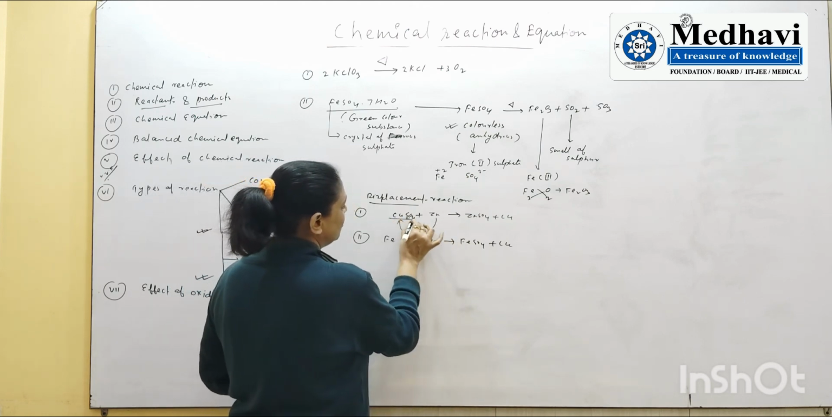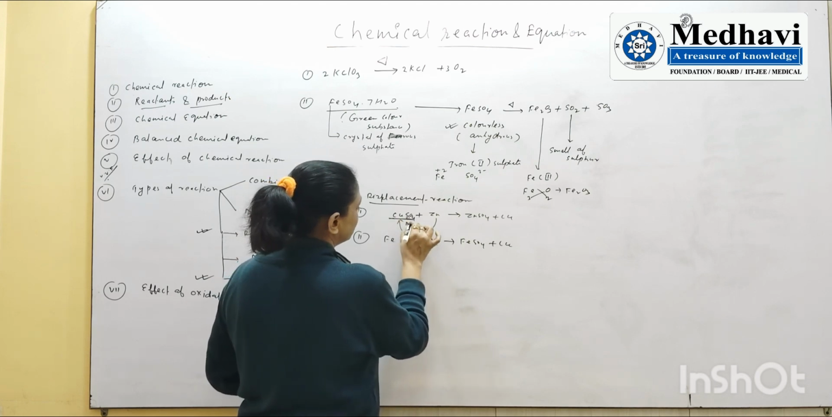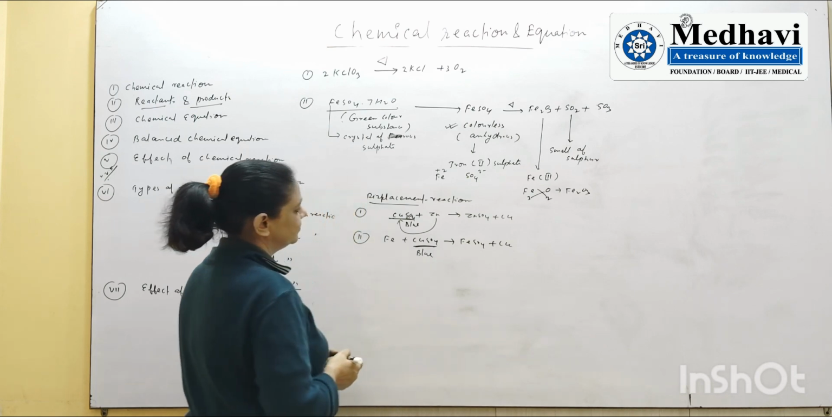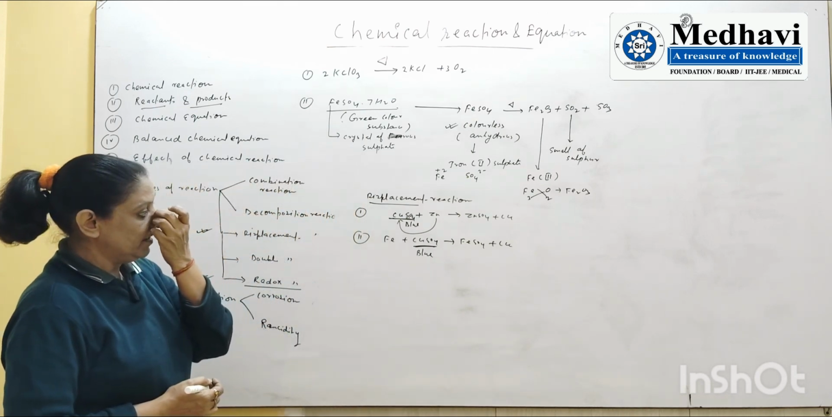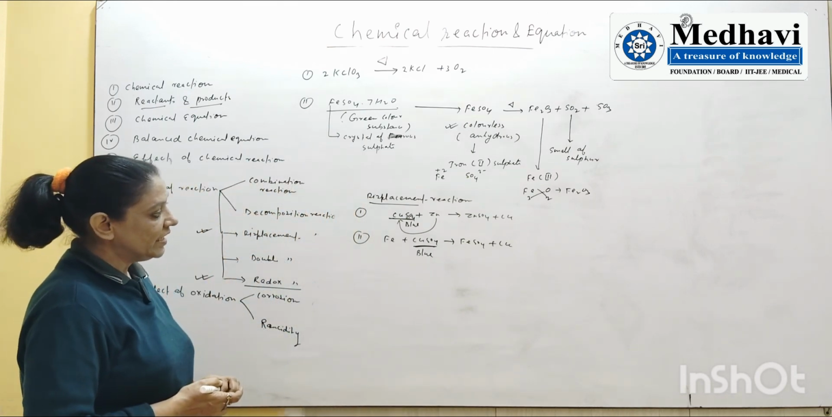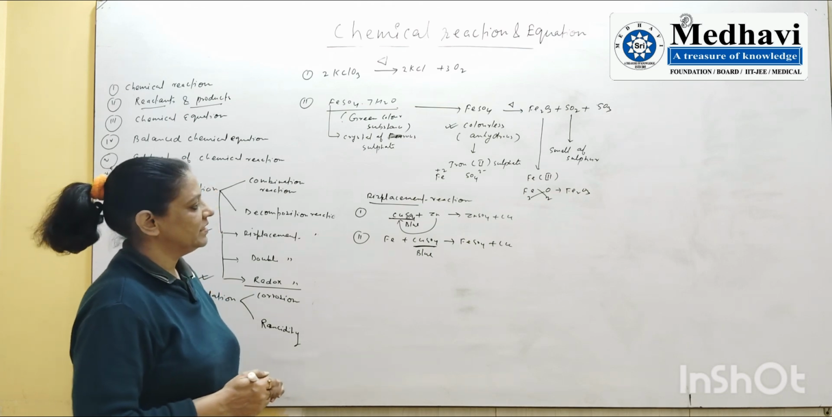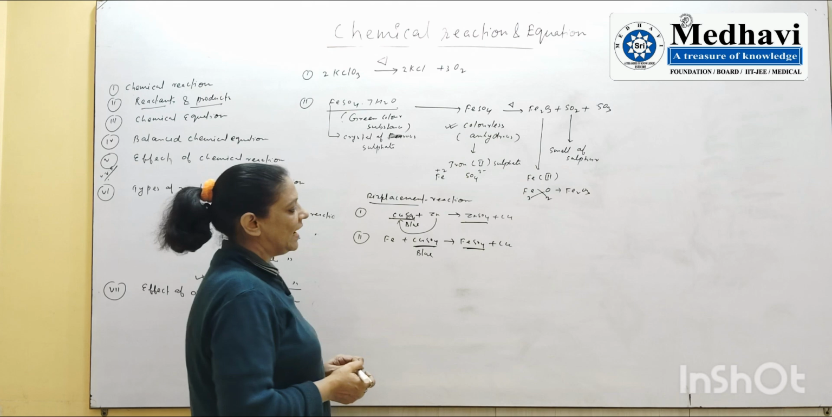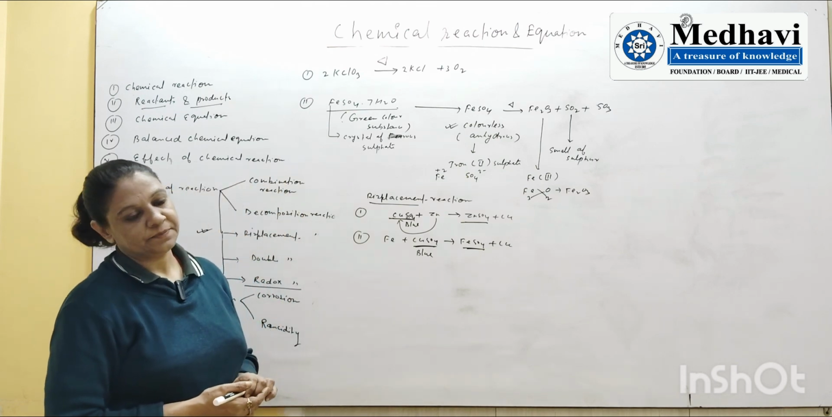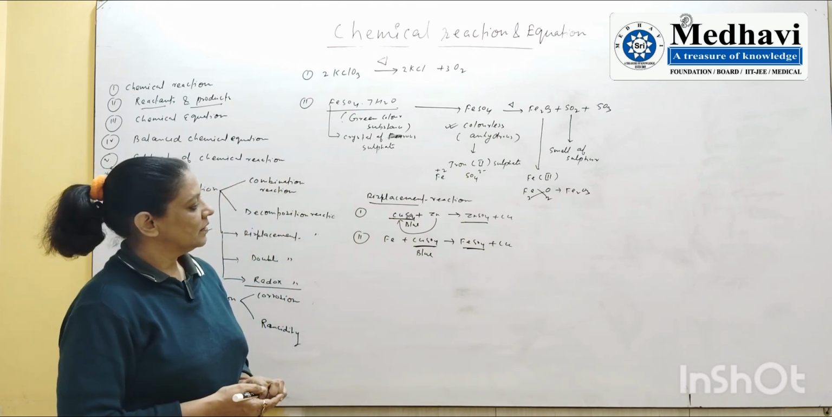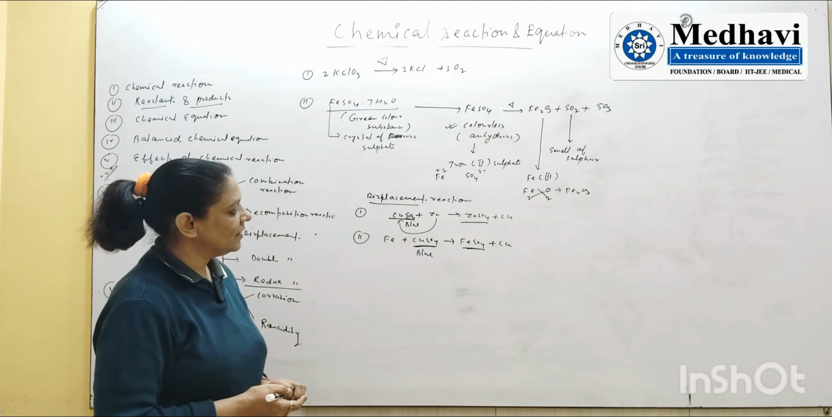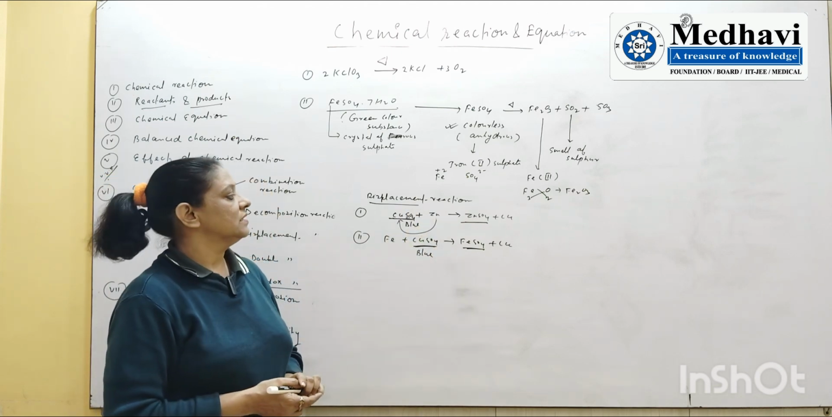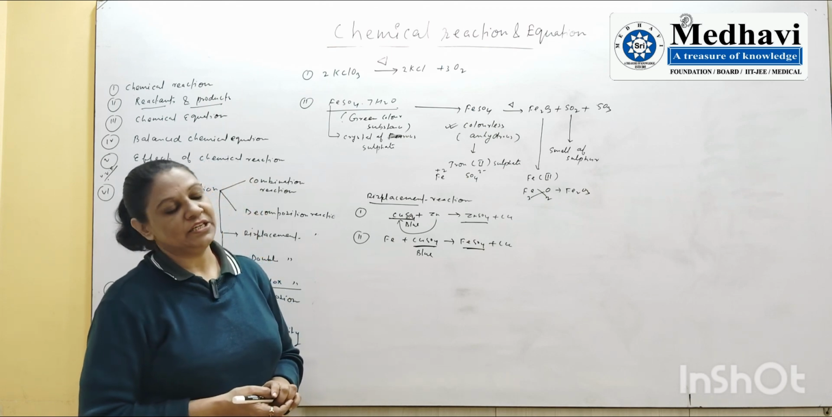Copper sulfate is a blue color substance. This is blue. This is also blue. When we react zinc or iron with copper sulfate, then zinc sulfate formation takes place and the entire solution becomes colorless. So what is happening here? Zinc is more reactive in nature. It is above in the displacement series.